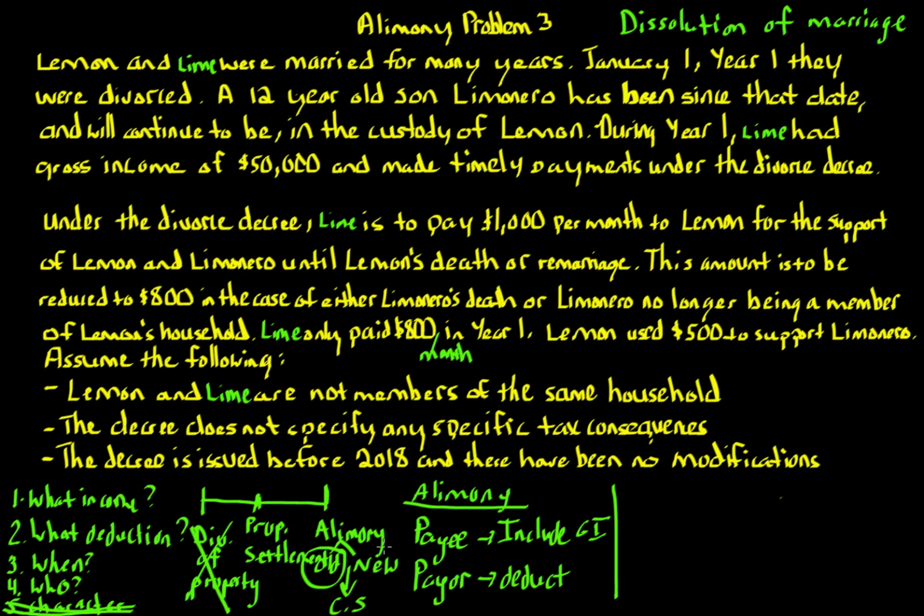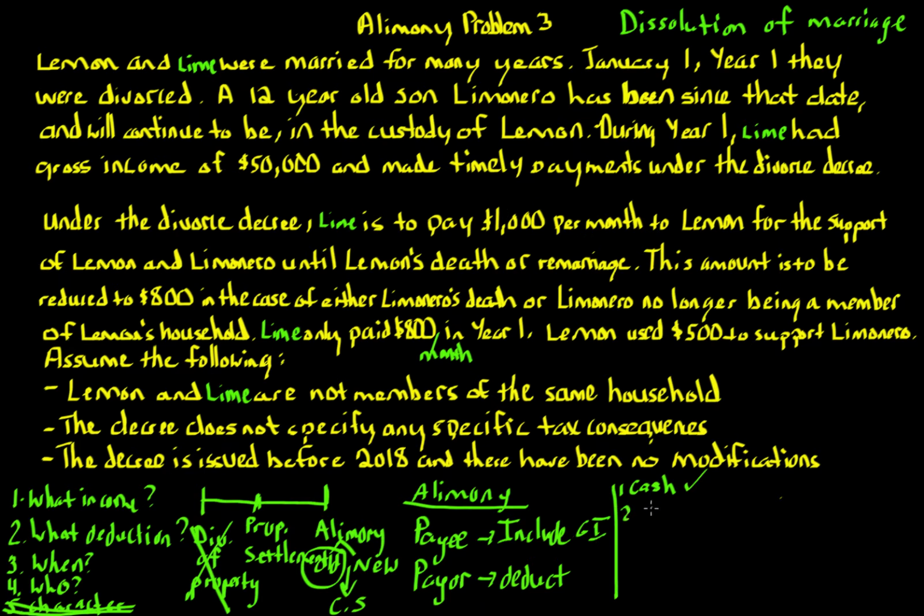It's not property settlement, it's alimony, but what portion is child support? Because there's something in here that potentially looks like child support. So to be alimony, if you remember, we have 5 criteria. First is that it must be a cash payment. We have that. It's $1,000 per month.